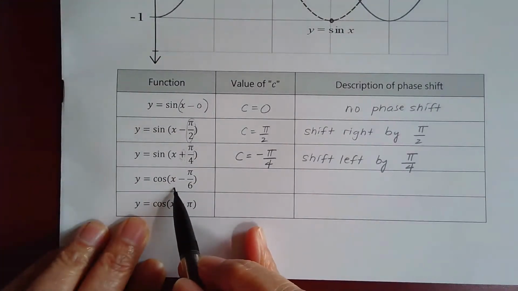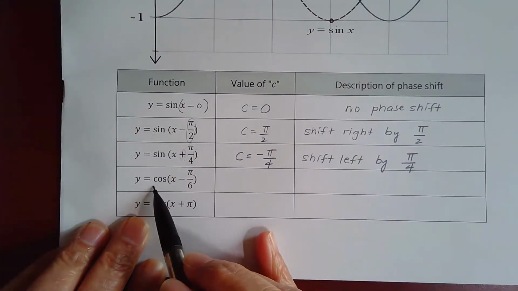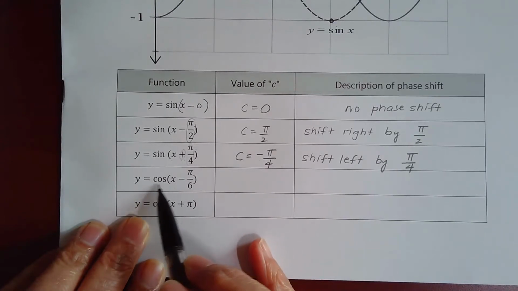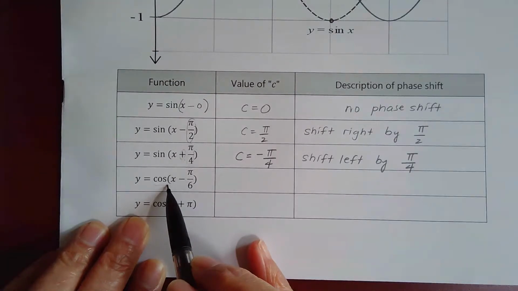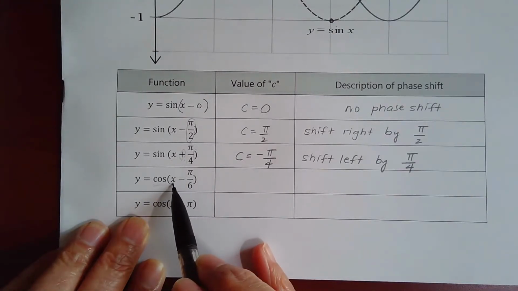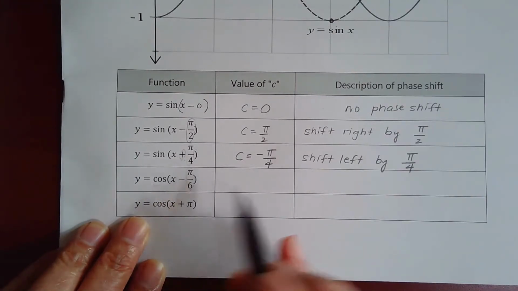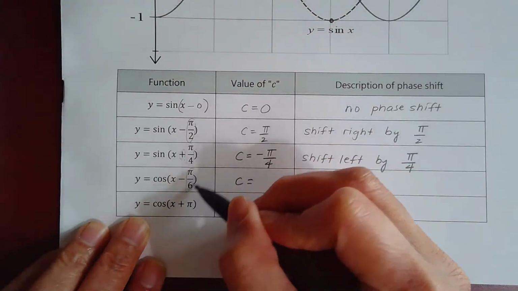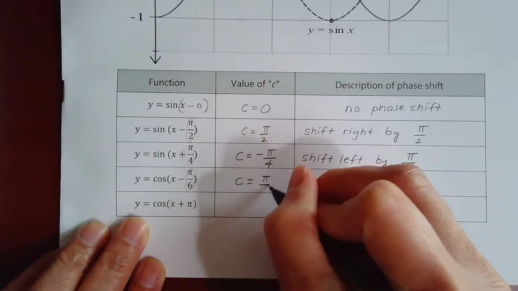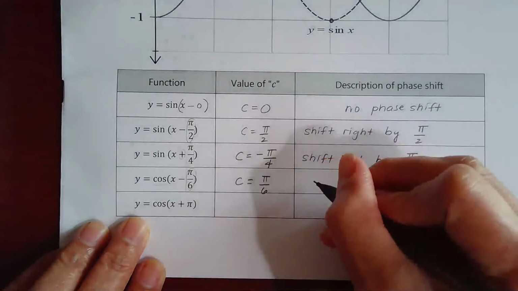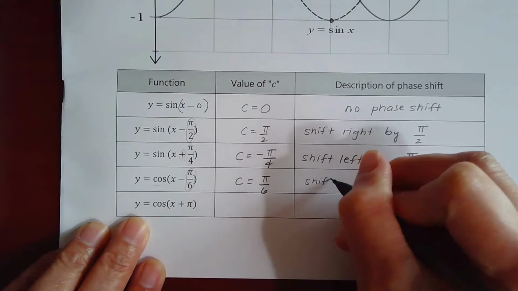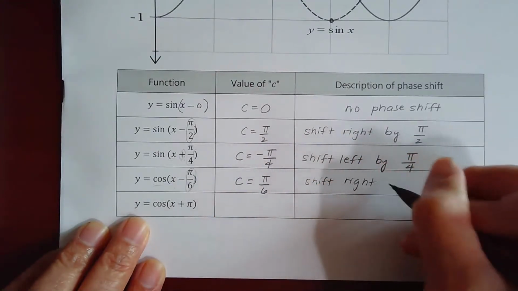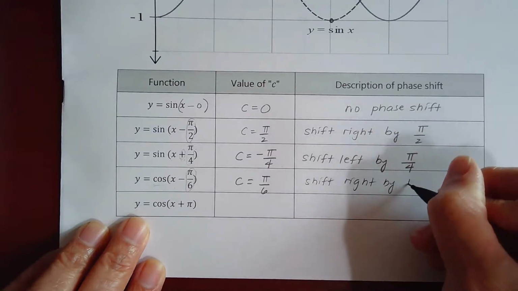Let's take a look at this one. Okay, cosine is interesting. It's still the same periodic function, but in this case, x minus pi over 6. So the c value, the phase shift, is positive pi over 6. Because this is positive, we're going to shift to the right by how much? Pi over 6.